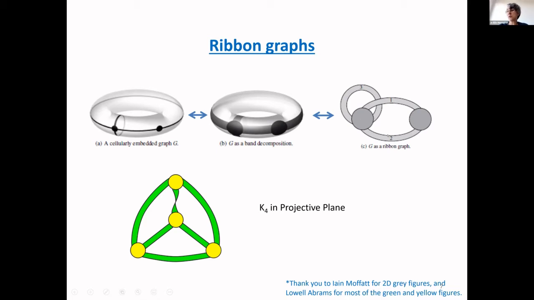A lot of the ways that I'll represent things in this talk will be as ribbon graphs. This is an example of K4 in the projective plane. And you can go backwards simply by sewing disks into the boundaries of the ribbon graph. That takes you back to the graph cellularly embedded in the surface.